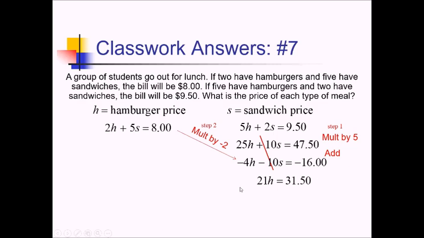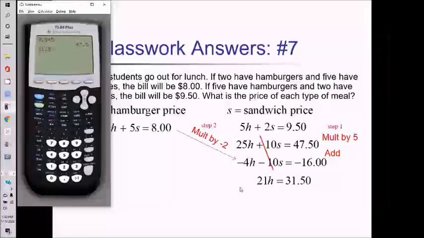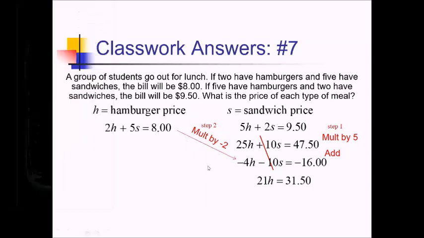To find the price of 1 hamburger, let me go back to the calculator, and I'll do 31.5 divided by 21, giving me 1.5. So the price of 1 hamburger is only $1.50. Nice. Maybe it's one of those McDonald's dollar menu kind of deals. Who knows? All right, let's find the price of a sandwich. So if I plug 1.5 in for H in one of these equations, let me just use this equation over here. That should allow me to solve for S.